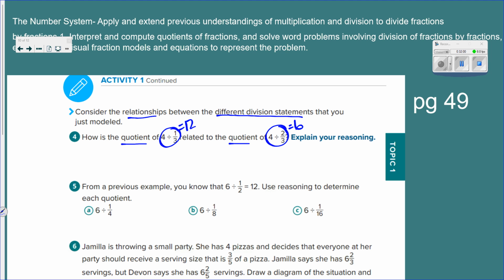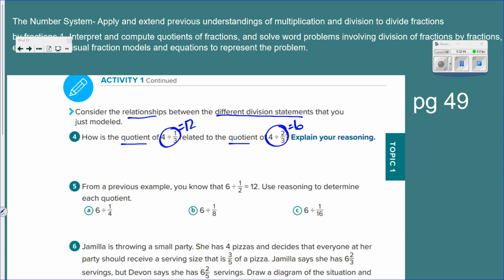So we have 4 divided by 1/3 is 12. 4 divided by 2/3 is 6. Anybody see a linkage there? What's the linkage? DJ? That is 2 times greater. Good. So, because it took 2 for every third to get 6. So when I counted it as 1 for every third, it was 12. So when I divided this by 2, I multiplied this by 2. Okay? Because it took 2 of those 1/3 groups to make a 2/3 group, right?